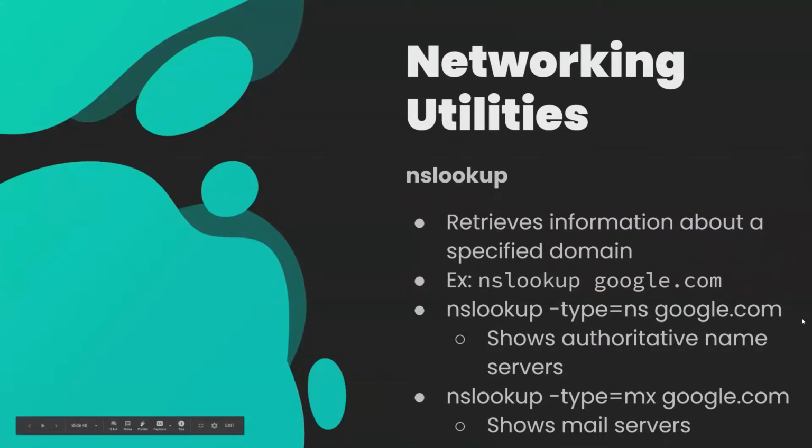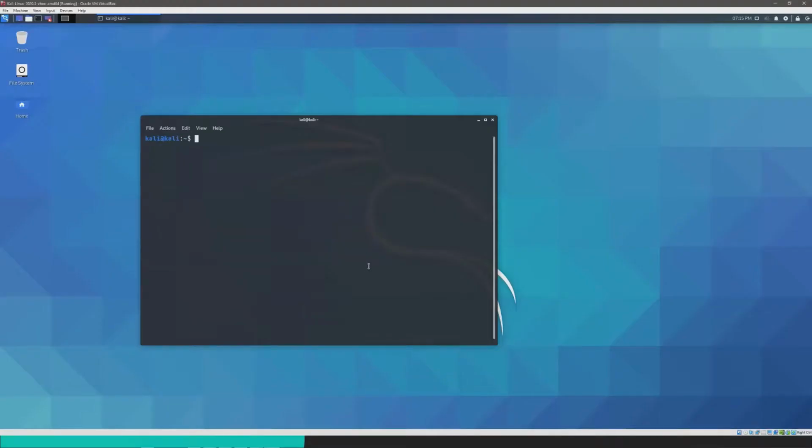Another command, nslookup. This basically retrieves information about a specified domain. So nslookup google.com will just retrieve this information. I'll show you. It basically just retrieves DNS information. So this is the DNS server that's running locally on our machine that it's actually querying with this command.